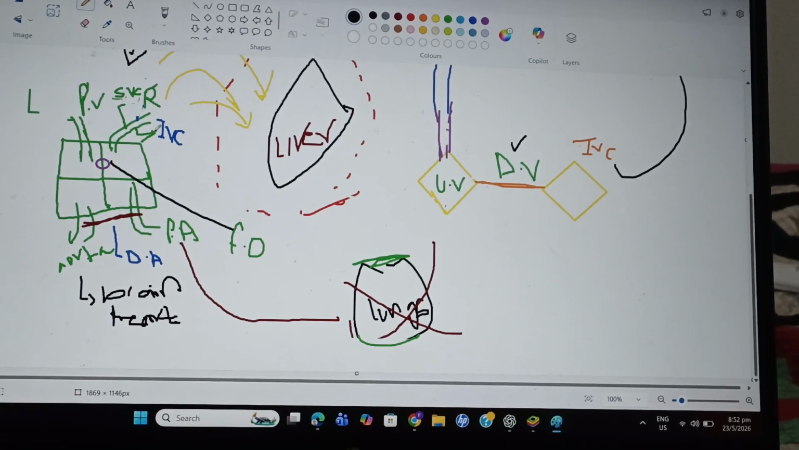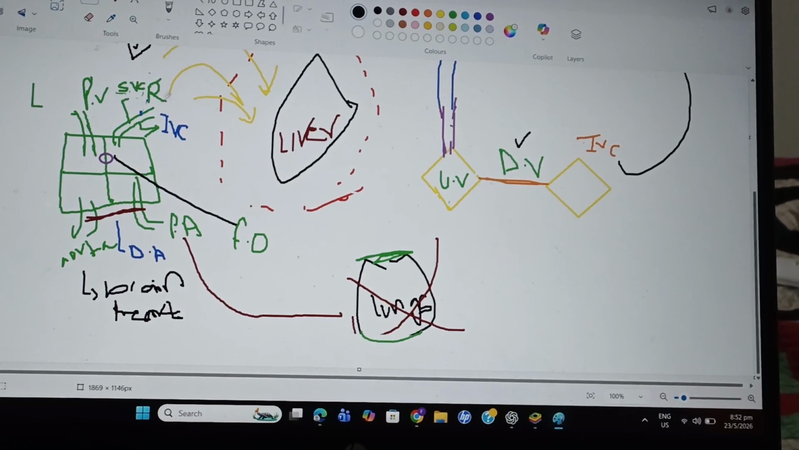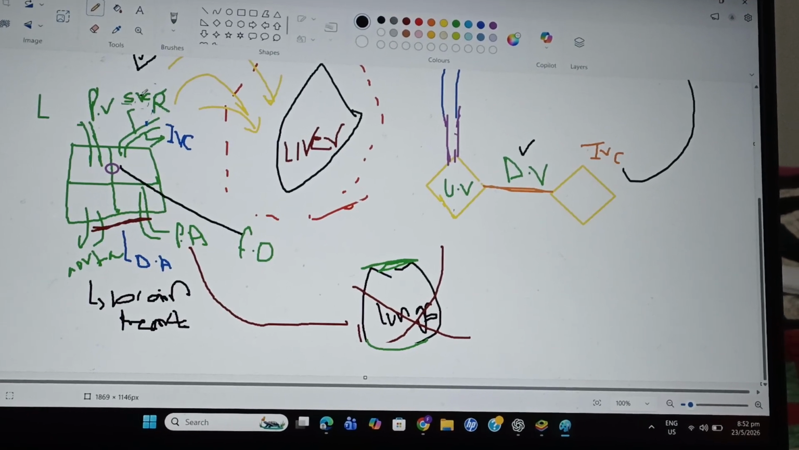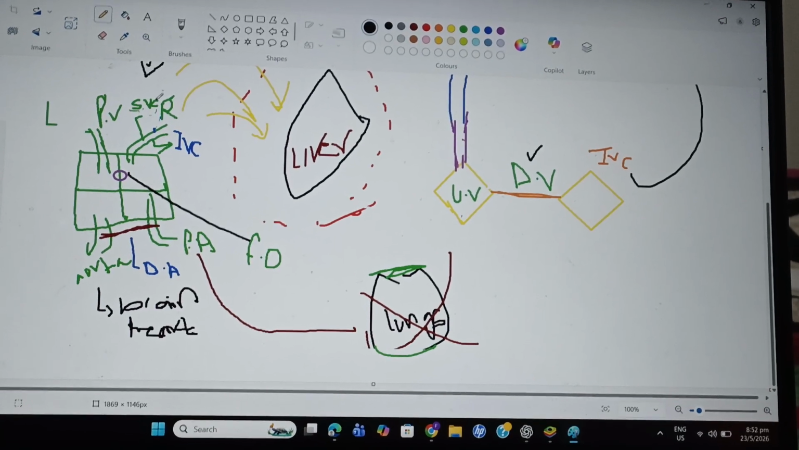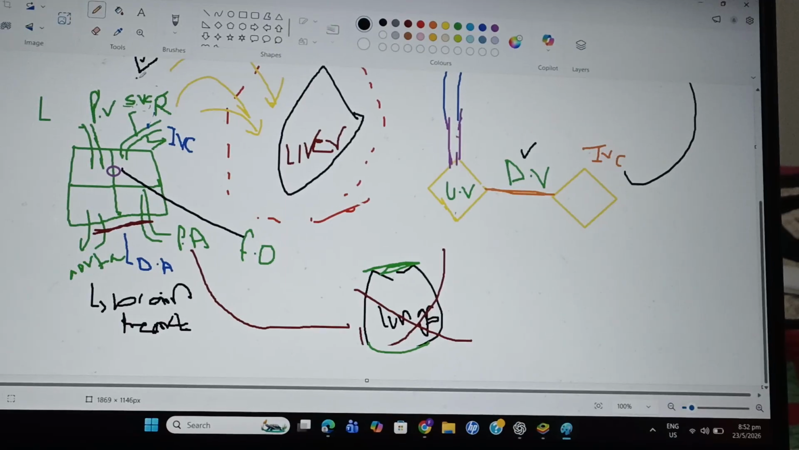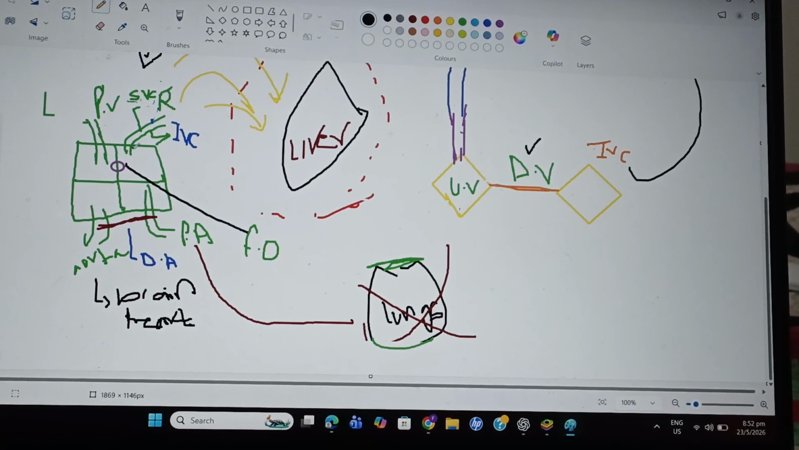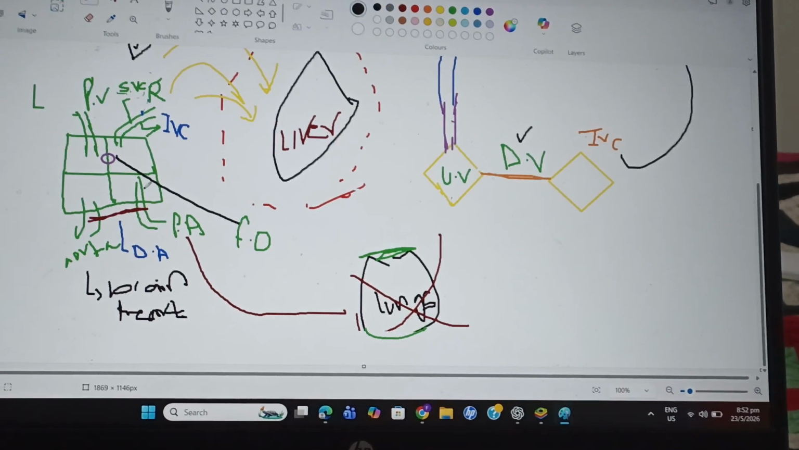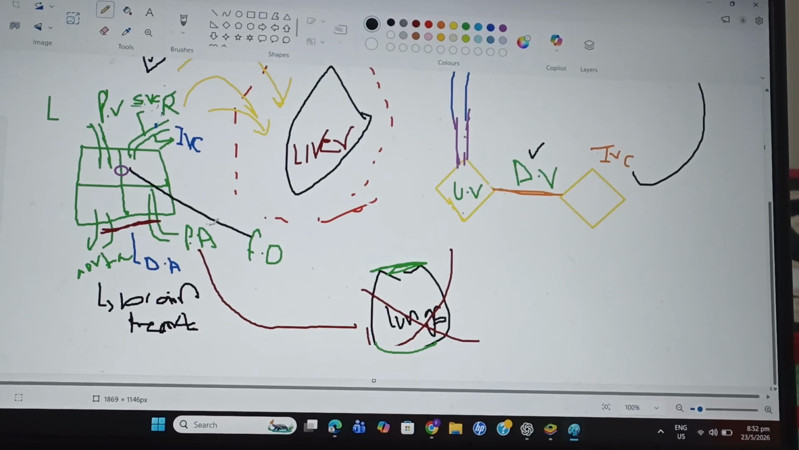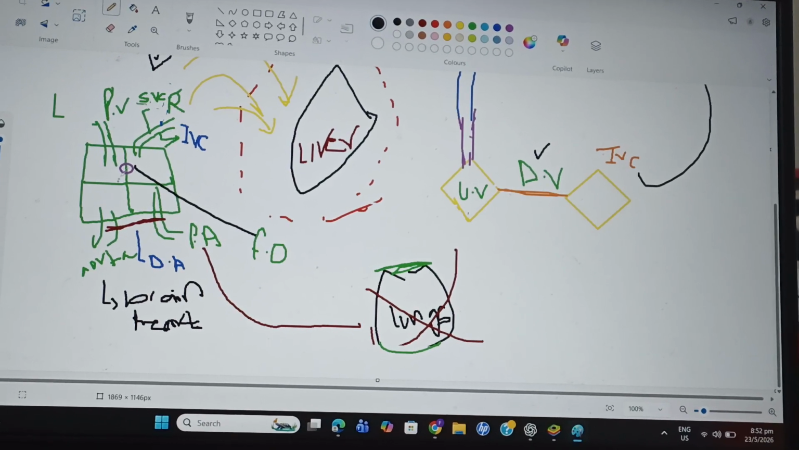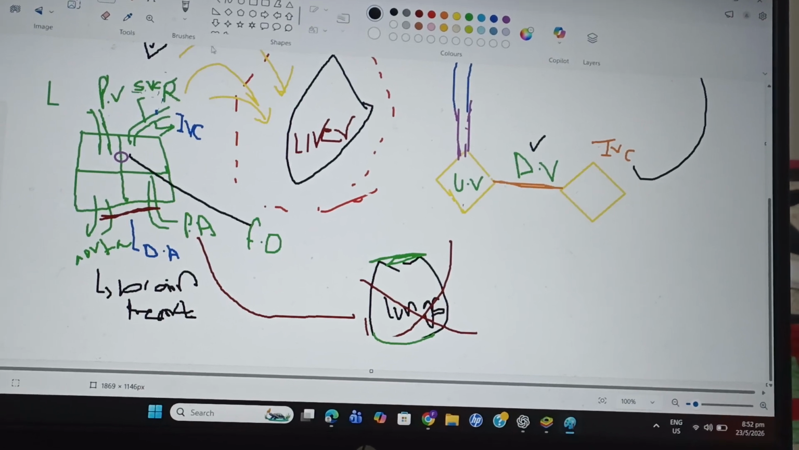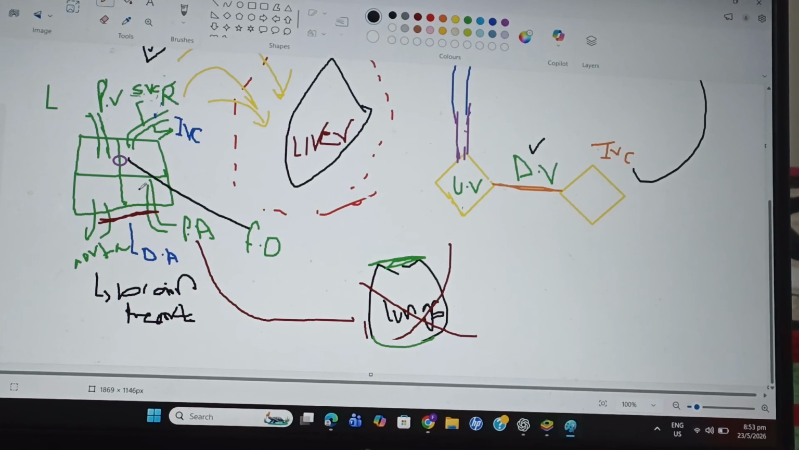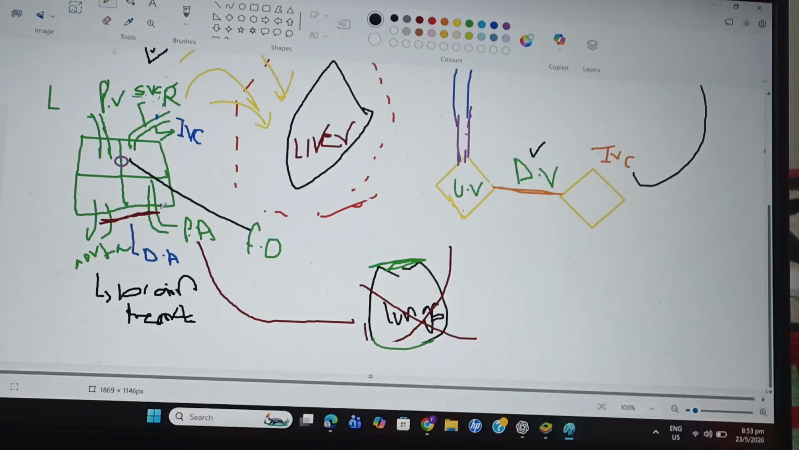Now if we talk about deoxygenated blood, how would it be? As you can see here, SVC means superior vena cava. The superior vena cava is getting deoxygenated blood. This deoxygenated blood is going to go to the right atrium, and from the right atrium the blood goes to the right ventricle. This hole, the foramen ovale, will close for a very few seconds, because the blood wants to go to the right ventricle. And from the right ventricle, the blood goes to the pulmonary artery.